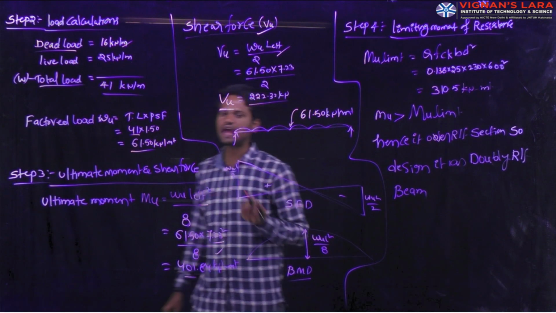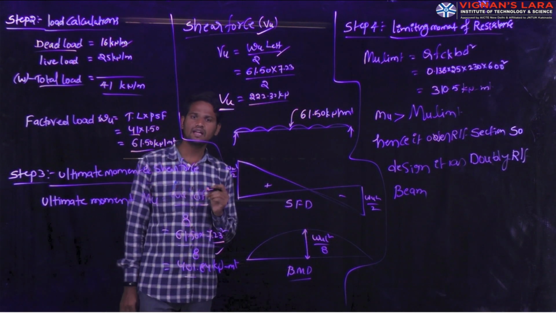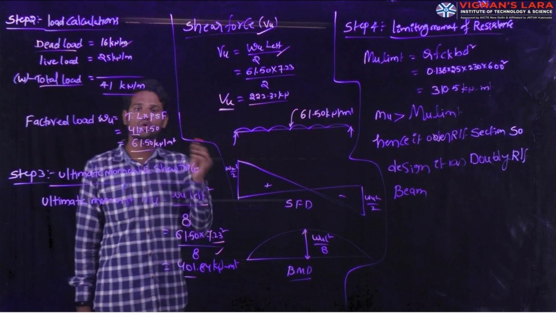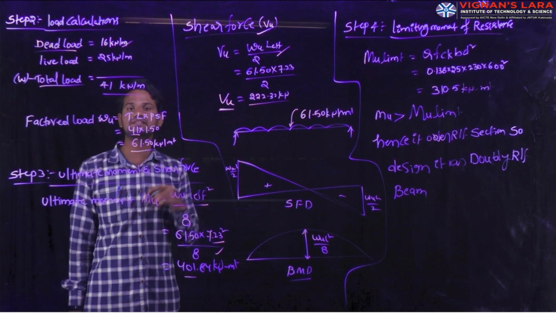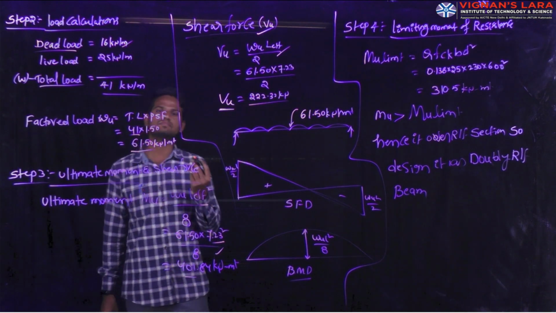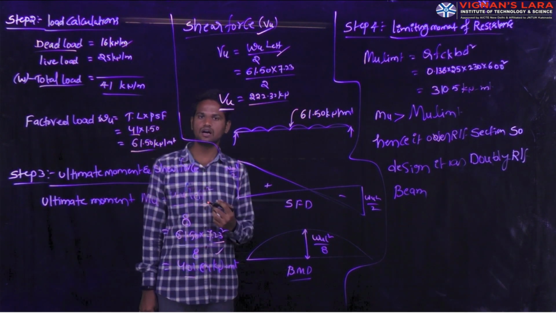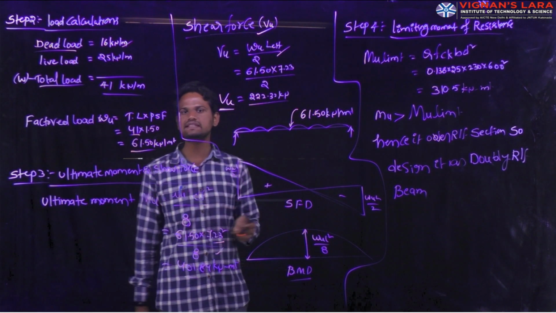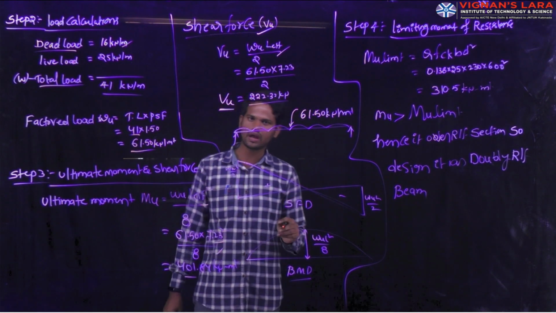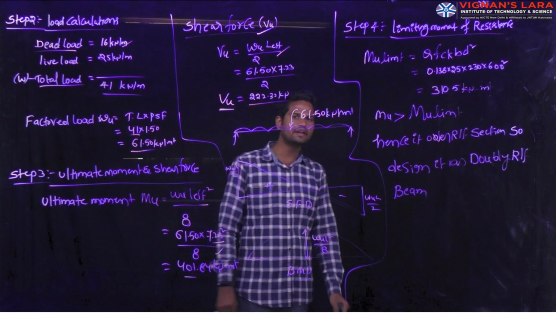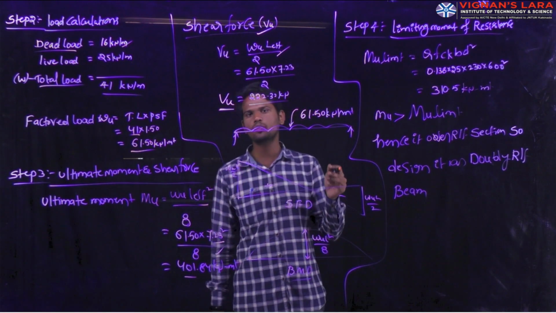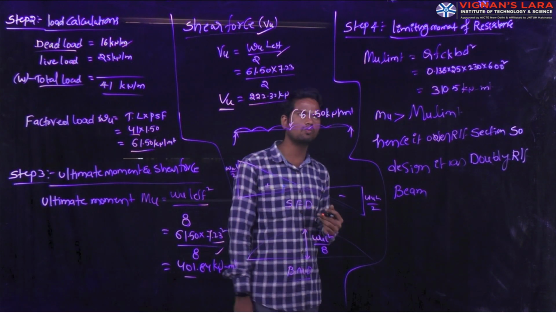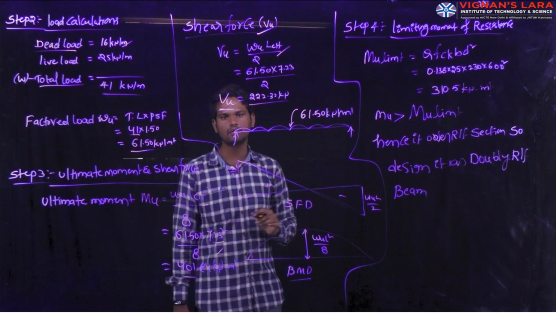Next step we have the limiting moment of resistance. Limiting moment of resistance is what the beam can carry, given some width and depth of the beam and the characteristic strength of the materials, the concrete. What moment the beam can carry, that we have to calculate. That is nothing but the limiting moment of resistance. This limiting moment of resistance we can also take from our IS 456 code book. These formulas you have to remember.